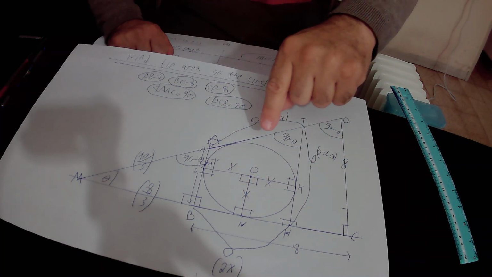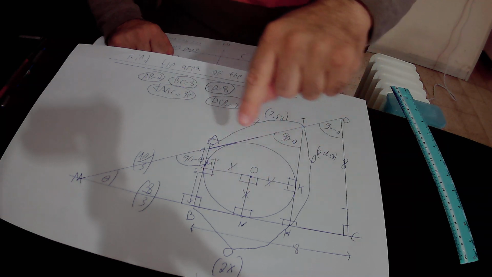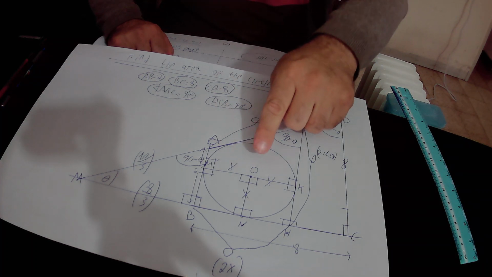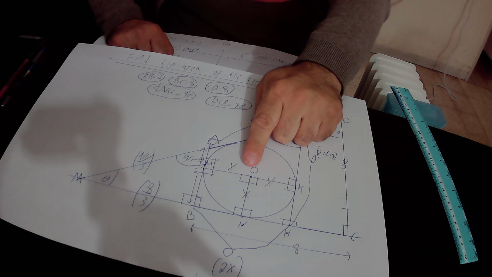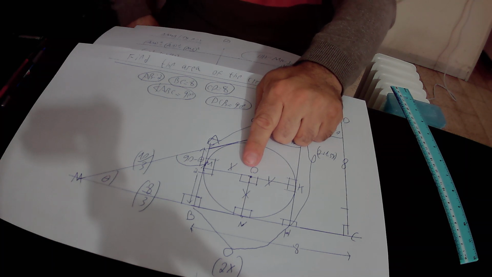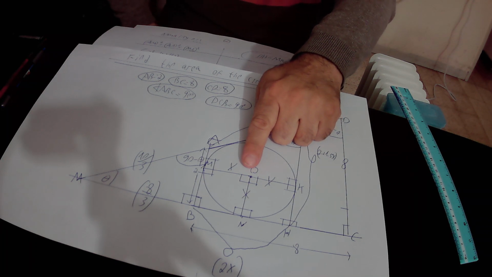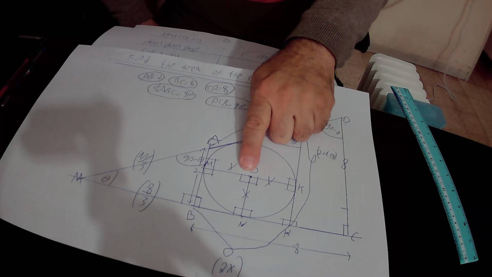So in quadrilateral OMBH, we have 1, 2, 3 right angles. The sum of 3 right angles is 90 times 3, that is 270 degrees, plus the missing angle. In total, it must be equal to 360 degrees, according to the rule that the sum of the angles in any quadrilateral is equal to 360 degrees. Therefore, the missing angle here must be equal to 90 degrees.